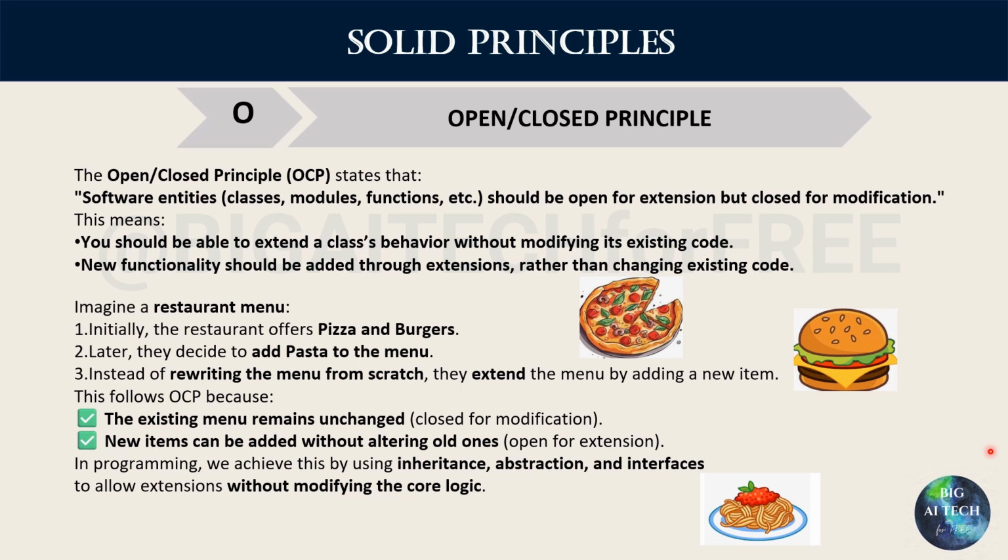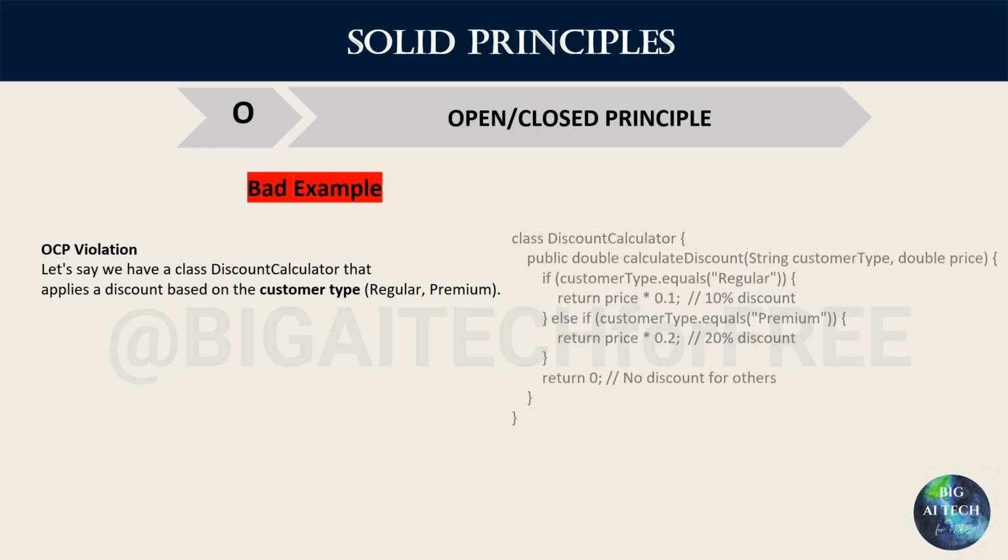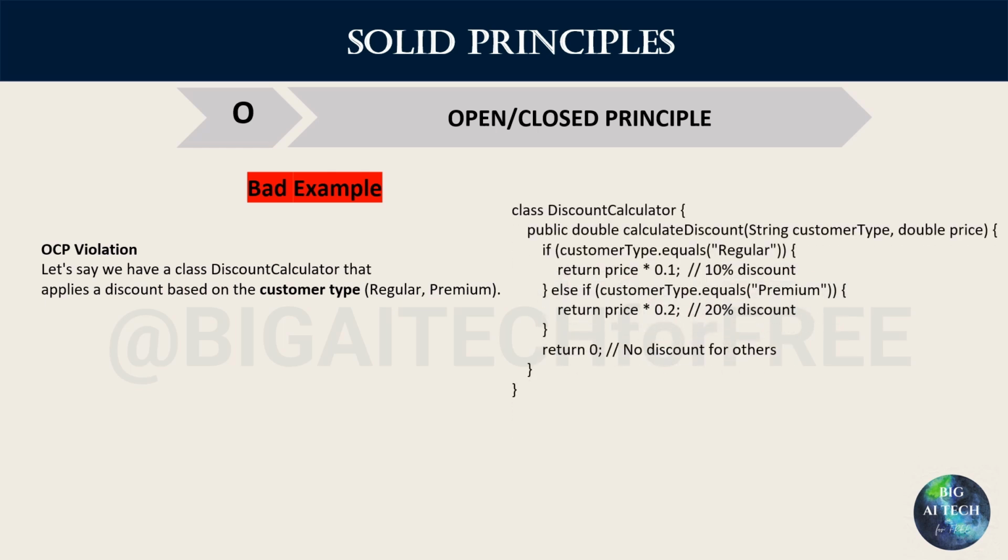I will show you this along with an example. First, let's speak about a bad example, right? How we should not do this. OCP violation. Let's say we have a class DiscountCalculator that applies a discount based on the customer type. So we have a customer, regular customer, premium customer, and based on who the customer is, if it's a regular customer, we'll provide a 10% discount. If he's a premium customer, then we'll give a 20% discount.